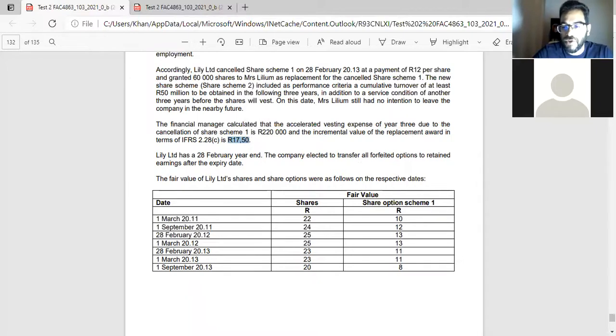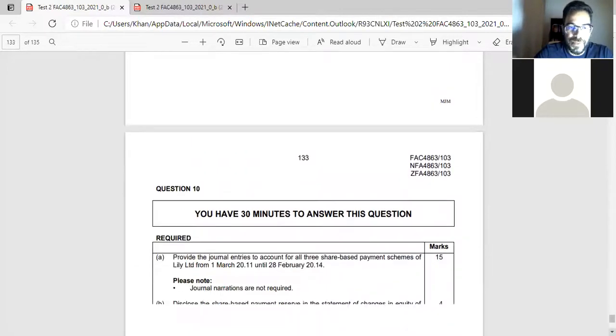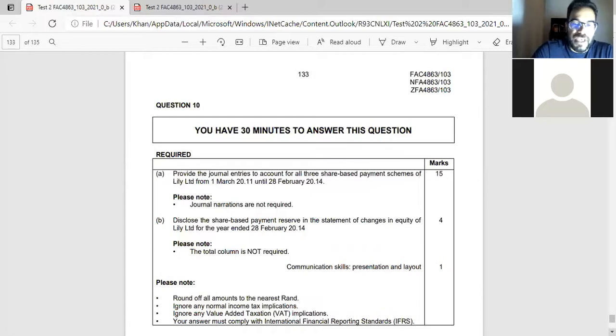So now let's go into this question. We only do part A, 15 marks. Provide the journal entries to account for all 3 share-based payment schemes of Lilly Ltd from 1 March 2011 until 28 February 2014. Okay, so remember, there's going to be certain dates in between. So every year we will have something: 28 February 2012, 28 February 2013, 28 February 2014. But remember, there was a few things that took place.